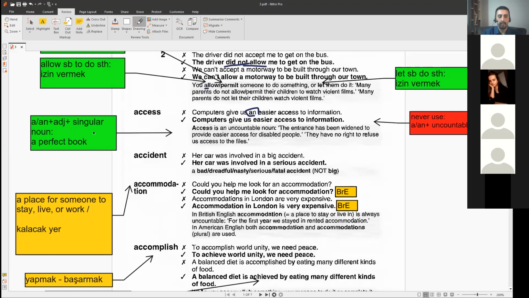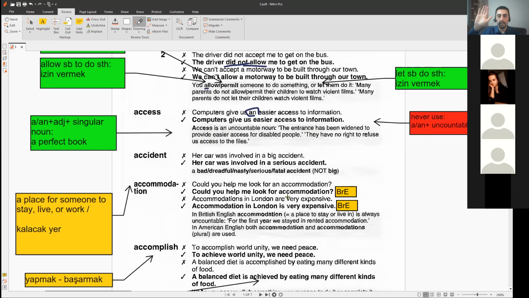As you see here, we have a pattern. We use a, an plus adjective plus singular noun, like a perfect book. But whenever this noun is uncountable, we cannot say a perfect. We say perfect something. And here in the red part, there is a warning. Never use a or an plus uncountable nouns. Here it says access is an uncountable noun. The entrance has been widened, become bigger, widened to provide easier access for disabled people.